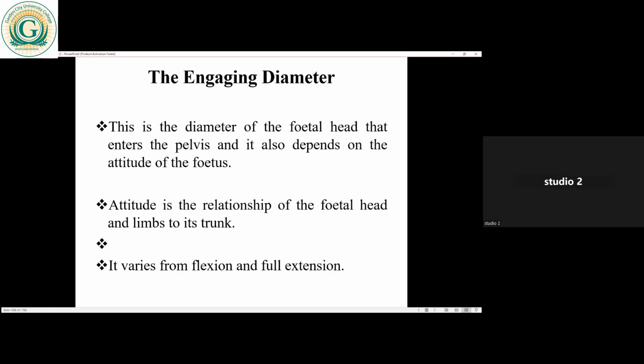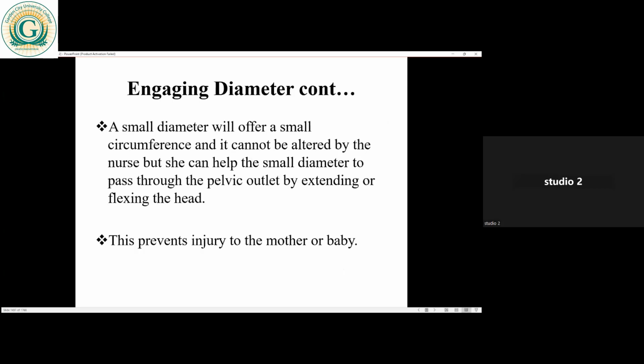Then you have the engaging diameter. The small diameter will offer a small circumference. If we are talking of diameters of the head, obviously we are also talking of the circumference of the head, and if you have a small diameter, it means you have a small circumference, and it can easily enter the pelvis. These diameters cannot be altered, except that the nurse or midwife will just help the head to come out. She can't alter the diameters. This prevents injury to the mother and the baby.